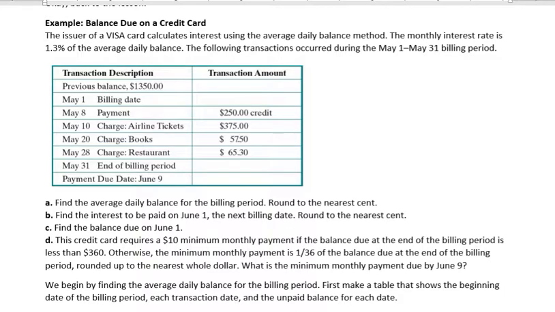Hi, it's Carly McAvoy. I'm talking about the second half of the credit card problem. So we already talked about what's on this page.